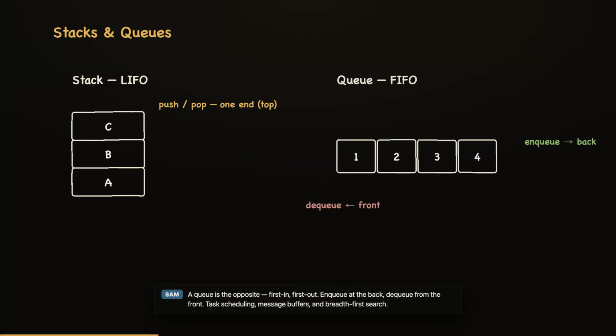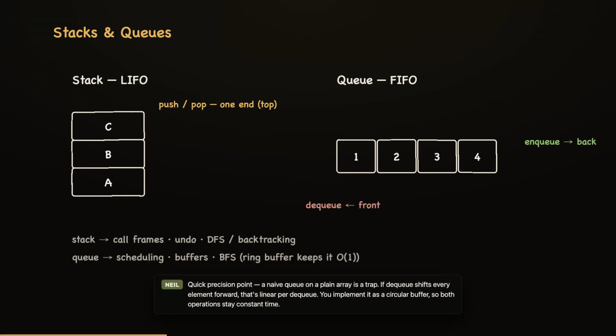A queue is the opposite. First in, first out. Enqueue at the back, dequeue from the front. Task scheduling, message buffers, and breadth first search. Quick precision point. A naive queue on a plain array is a trap. If dequeue shifts every element forward, that's linear per dequeue. You implement it as a circular buffer, so both operations stay constant time. Right. And 2 variants worth naming. A priority queue, where you always pull the highest priority item next, that's backed by a heap, we'll get there. And a deque, which we just covered.